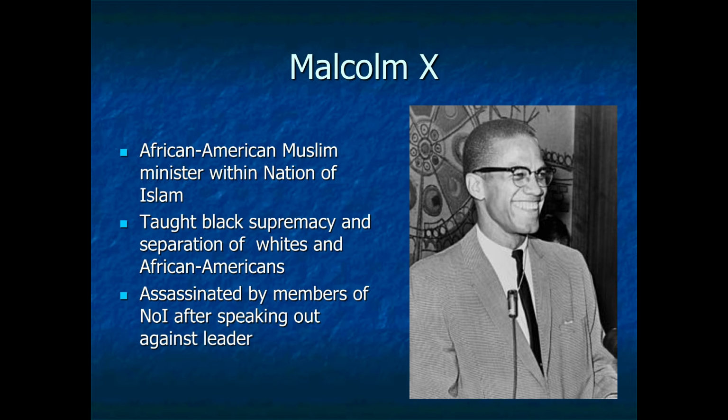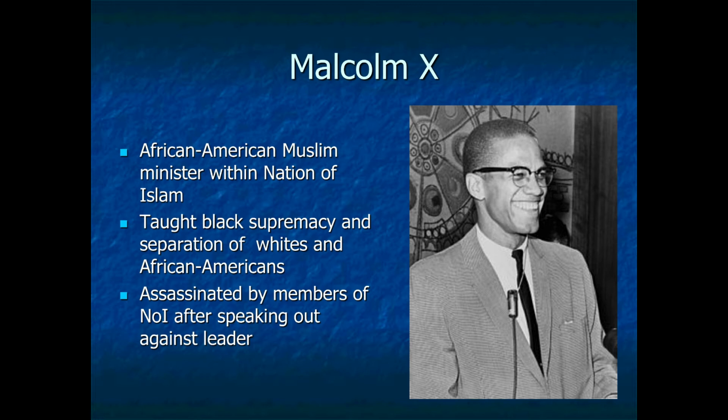So he's an African-American Muslim minister within the Nation of Islam, which is the sect of Black Muslims in the United States. It's not all Black Muslims in the United States, but just a small group. But what Malcolm X is going to teach is that we want the races to still be separate, so separation between whites and African Americans, but we don't want just that separation.